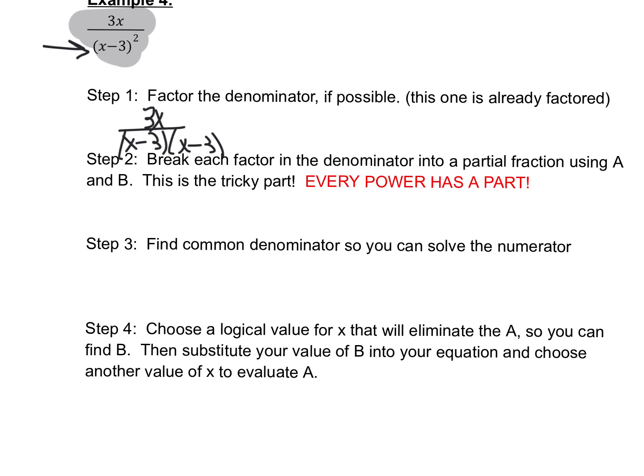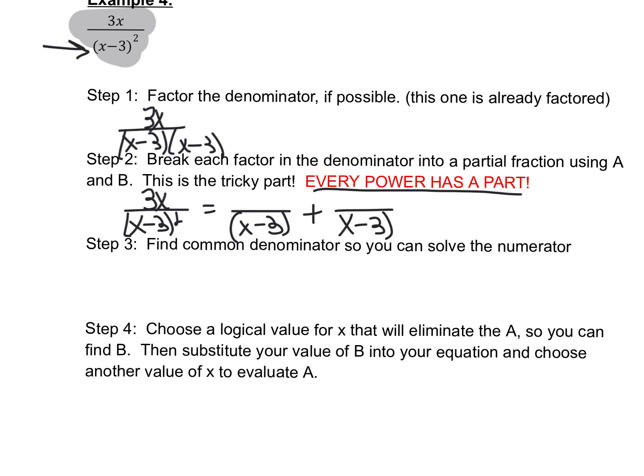The key when we go to break it apart is that every power is going to have a part. So when we go to write it, we're going to have 3x, and I'm going to keep it as x minus 3 squared, just keeping in mind those two things are equivalent. I just have them put together. So every power, I have two x minus 3's. x minus 3 to the first power is going to be one part, and x minus 3 to the second power is going to be my other part. And then I just have to put my a and b in the top.